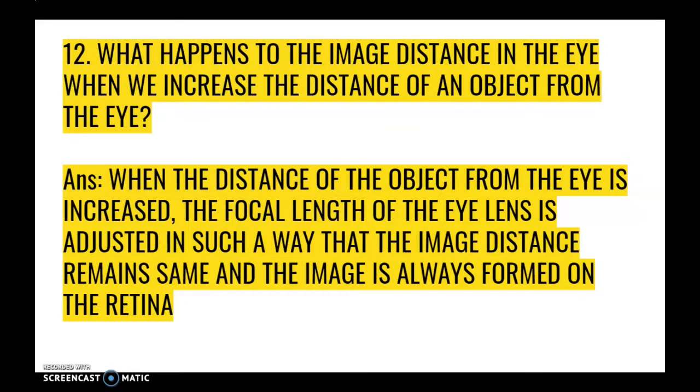What happens to the image distance in the eye when we increase the distance of an object from the eye? Answer. When the distance of the object from the eye is increased, the focal length of the eye lens is adjusted in such a way that the image distance remains same and the image is always formed on the retina.